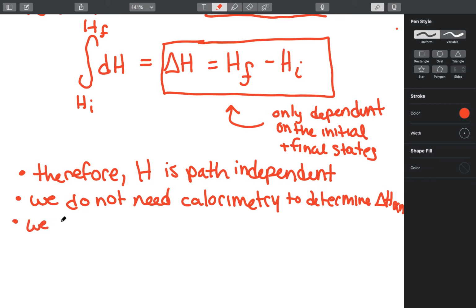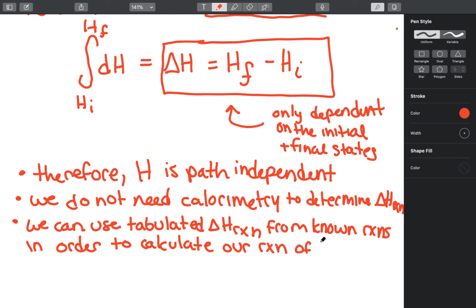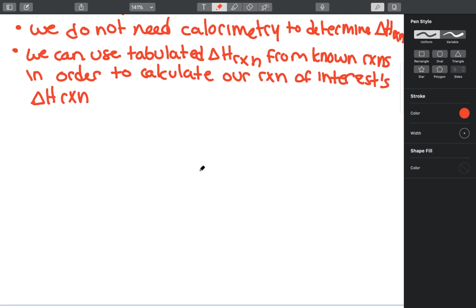We can use tabulated heat of reactions from known reactions in order to calculate our reaction of interest heat of reaction. So we can use already known heats of reactions from known reactions in order to calculate our reaction of interest heat of reaction. And this is the fundamental principle of Hess's law.